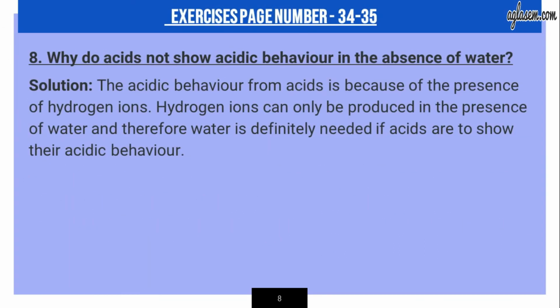This is all for question number 7. Moving to the next, that is question number 8, which says: why do acids not show acidic behavior in the absence of water?